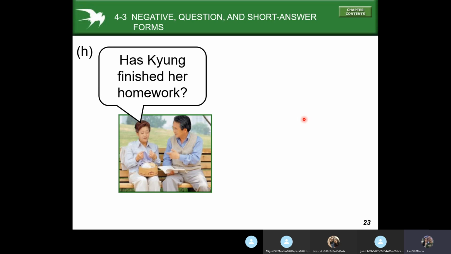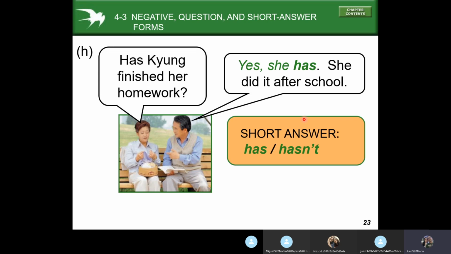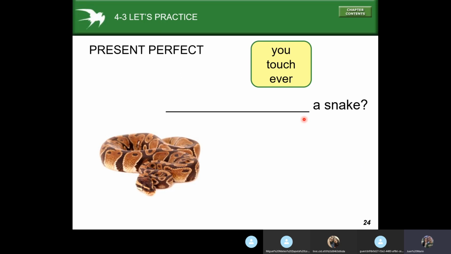Has Kyun finished her homework? Yes, she has. She did it after school. Yes? So a short answer is has or hasn't. Okay, let's practice. Who wants to read this one? A snake. And we have the pronoun you, we have the verb touch, and we have ever. What is the answer in this case?